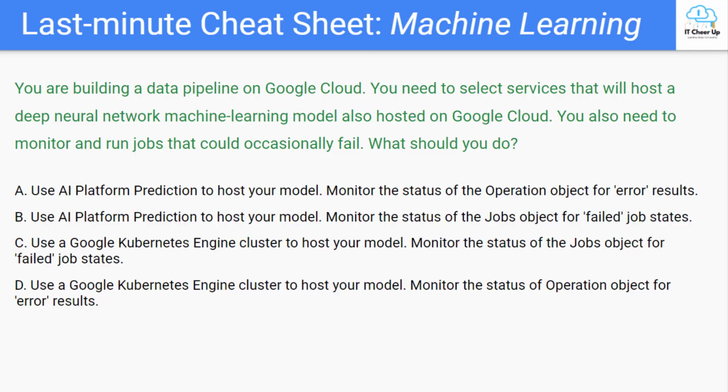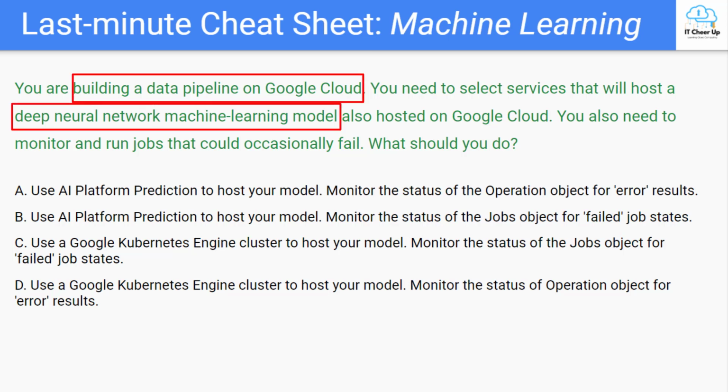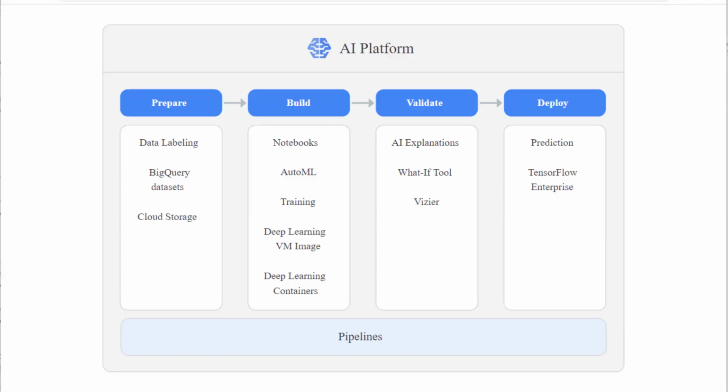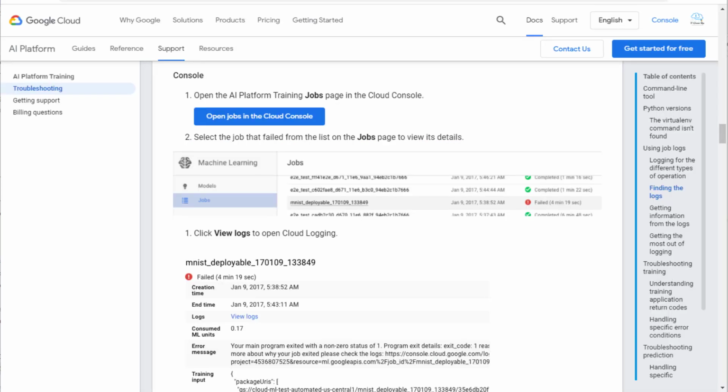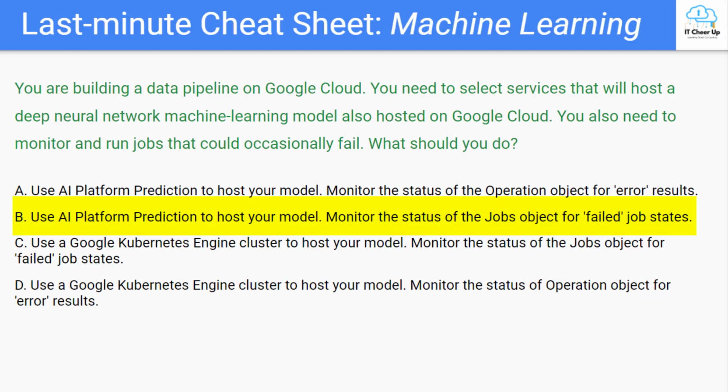How about this one? Pause the video and try to answer it yourself. Ready? You want to build a data pipeline and also host a deep neural network machine learning model, then choose the AI Platform, which is a fully managed end-to-end platform for data science and machine learning. You can monitor job status from the AI Platform training jobs page on failed jobs. So the correct answer is B.